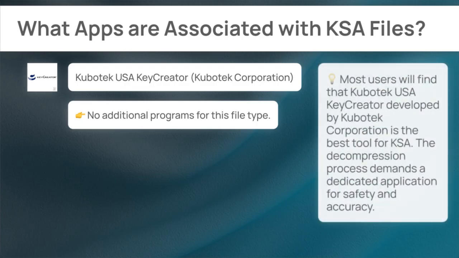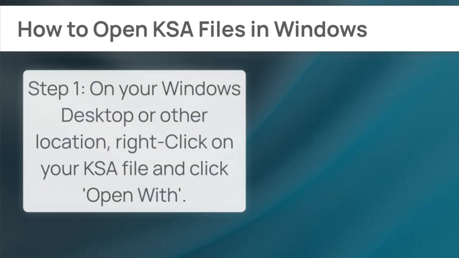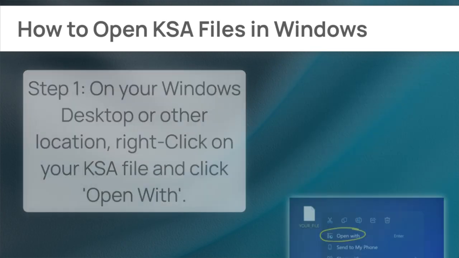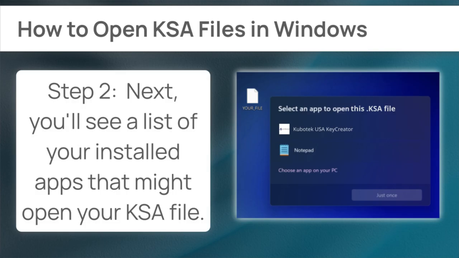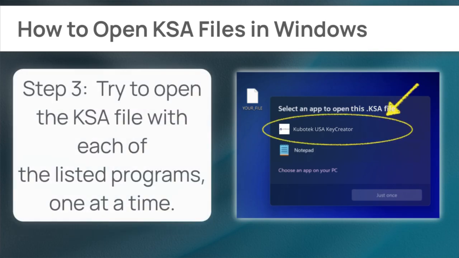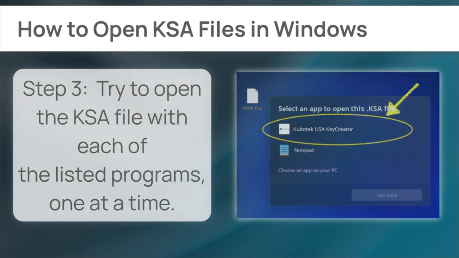The decompression process demands a dedicated application for safety and accuracy. Windows cannot verify whether settings are correct, so improper edits may cause problems. The problem is often a missing file hook. Right-click the KSA file and choose Open With. Start with Kubotek USA KeyCreator if available. If not, select another application from the list.